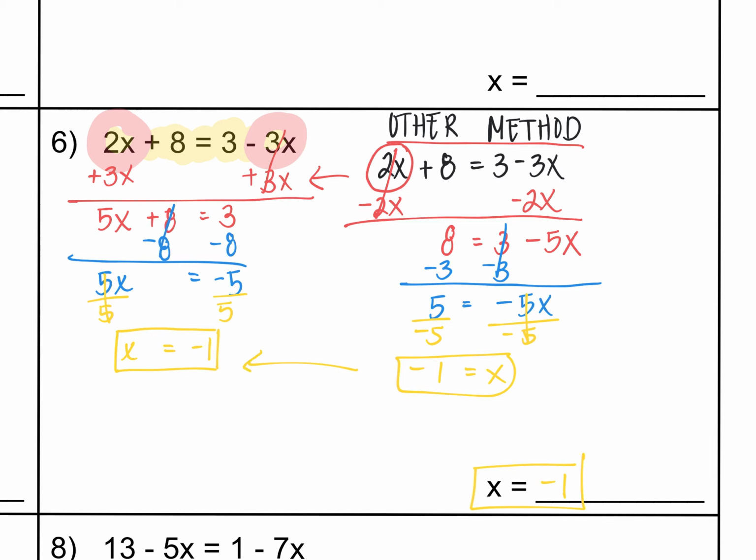So both answers are negative 1, so both methods work. You only need to choose one method. You do not need to do both. I just want to show you that you can start with a different first step and get the same answer.